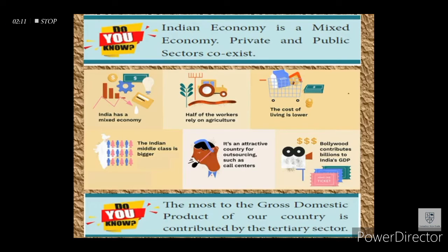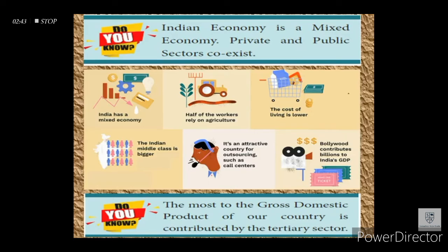India's economy is a mixed one, and half of the workers in India rely on agriculture. The cost of living is lower in India compared to other countries. The Indian middle class is bigger. It is an attractive country for outsourcing, such as call centers. We have very huge business accounts for call centers and outsourcing. And we have Bollywood. It contributes billions of amounts to the Indian GDP.